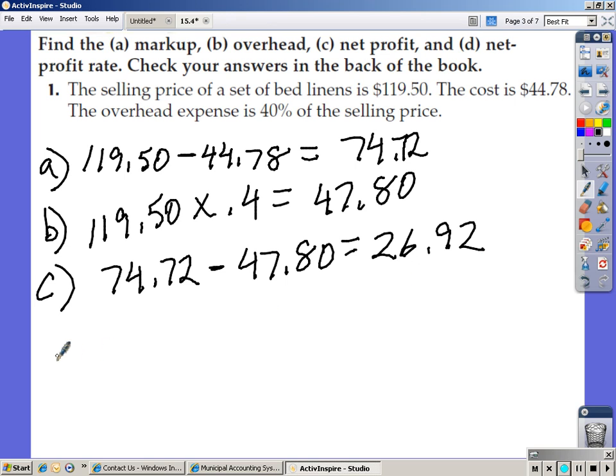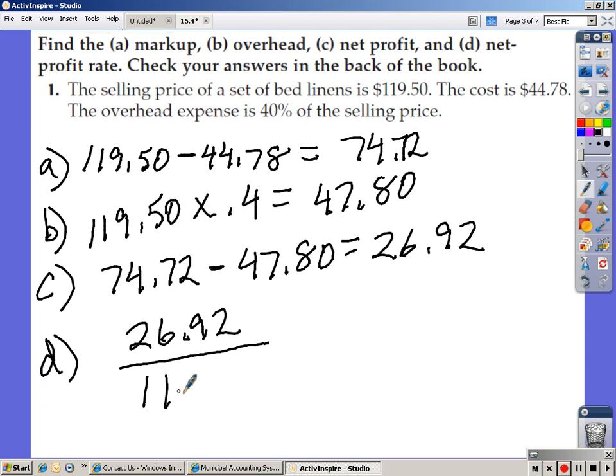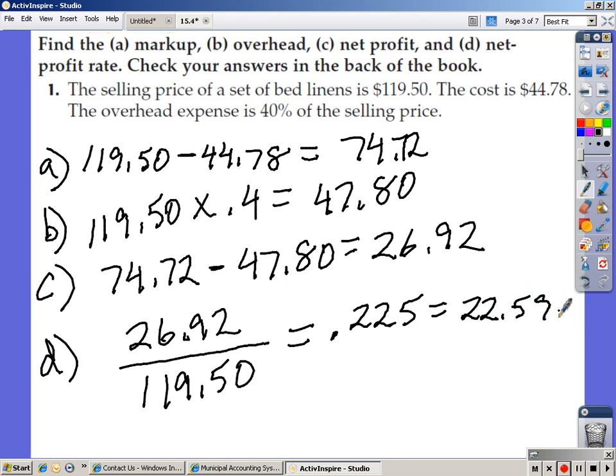And finally, part D, find my net profit rate. Take your net profit, $26.92, and divide that by the selling price of $119.50. $26.92 divided by $119.50 gives me 0.225, which is 22.5%. Okay? All right, let's go ahead and move on.